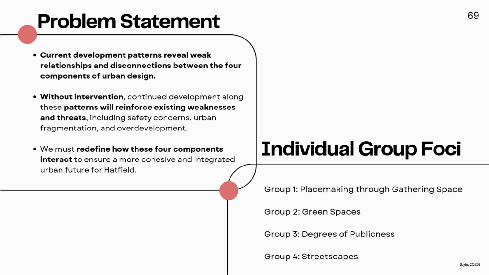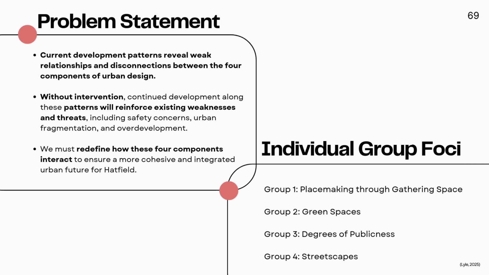Hatfield's urban fabric is shaped by 4 key components: architecture, infrastructure, green space, and public space. However, current development patterns reveal weak relationships and disconnections between these elements, leading to fragmented zoning, weak social thresholds, and underutilized public space. Despite its strengths, such as diverse land use, good accessibility, and infrastructure potential, the area faces challenges like heavy congestion, degraded infrastructure, and a lack of integration between mixed-use developments.